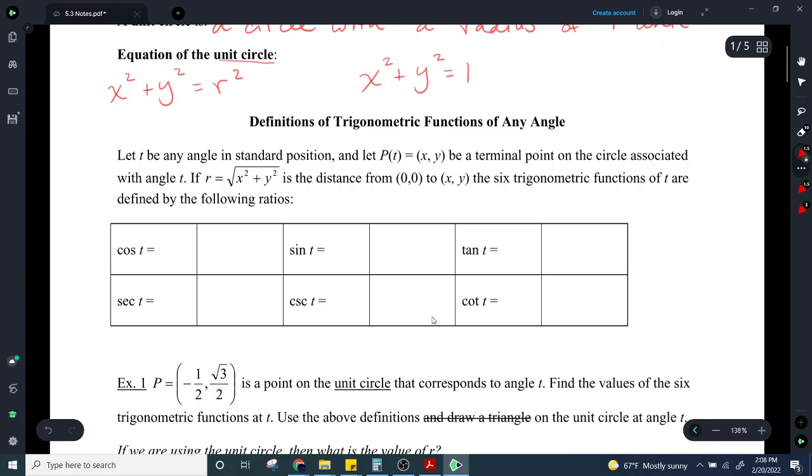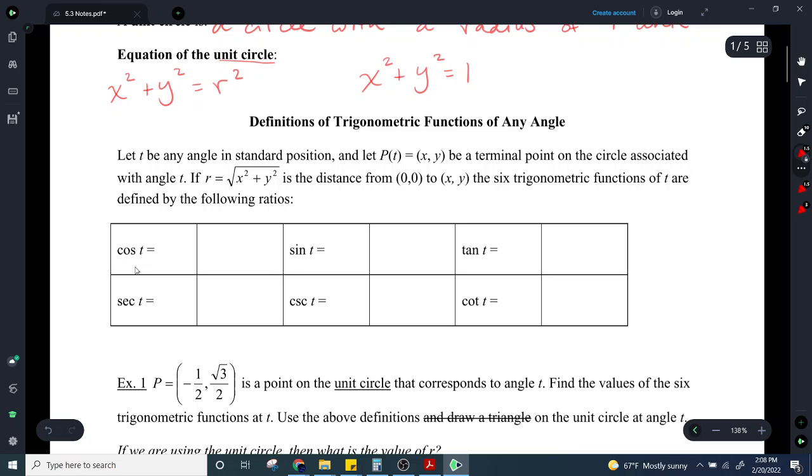So we have our unit circle, and we have a point on the circle located at (x, y). If r equals the square root of x squared plus y squared, the distance from the origin out to that point, then the 6 trigonometric functions of t are defined as follows. If this is a little blurry to you at this point, hang tight. Don't worry about all the details just yet. Just go with me for a second. Let's just get these basic definitions.